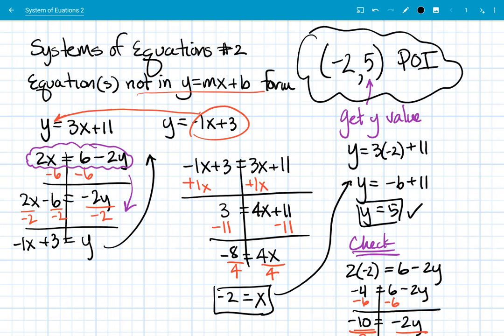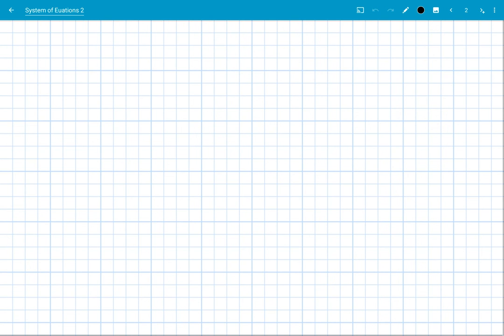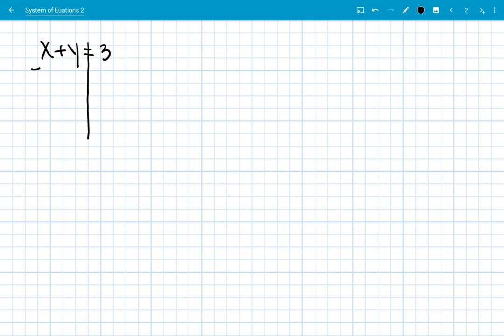Okay, so let's try another one. All right, this time the equation will be a little easier maybe. X plus y equals 3. And I can see right off the bat I'm going to have to fix this equation, so maybe I'll just do it now. Let's be consistent here. We'll go minus x and minus x. And that's going to get me that y equals a negative x and a positive 3. Okay, so now that thing's in the correct form.